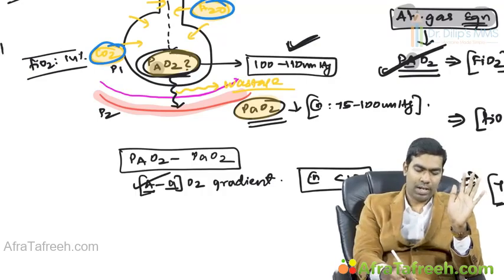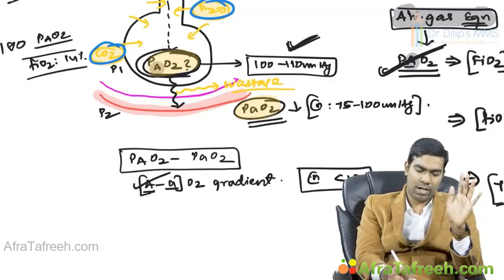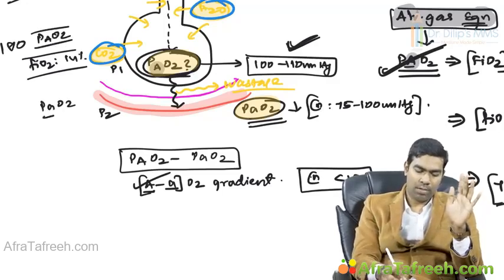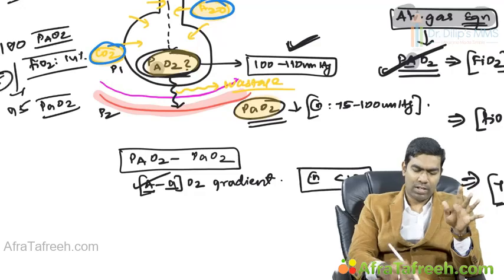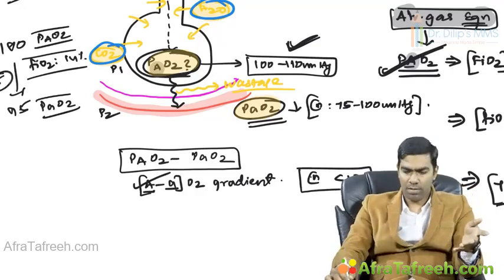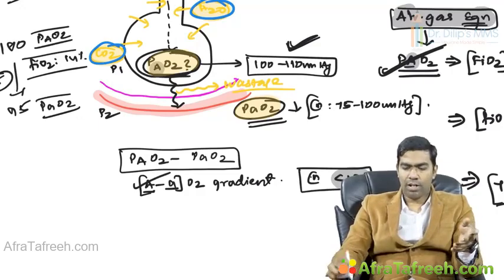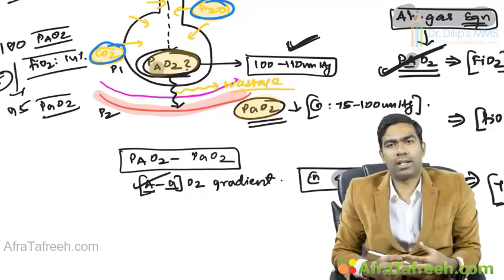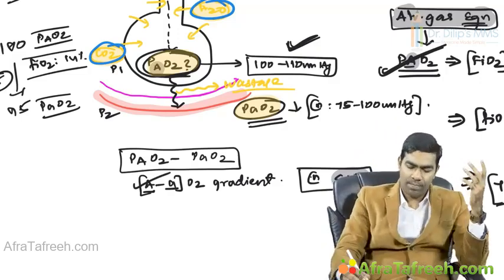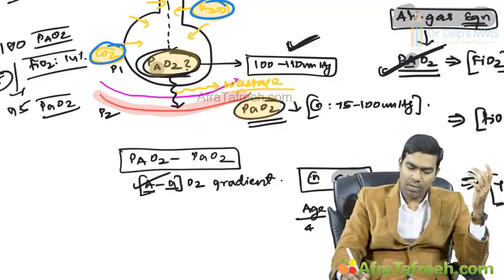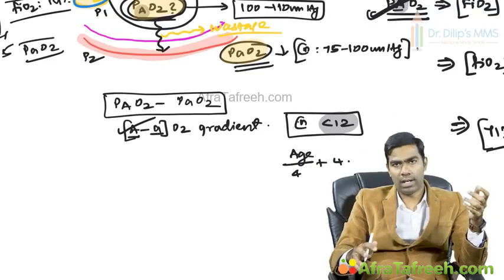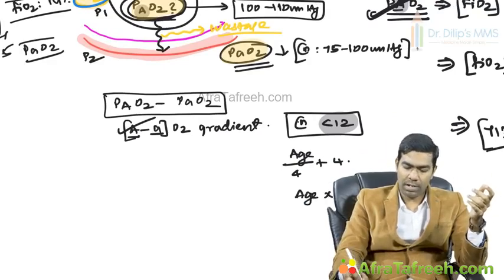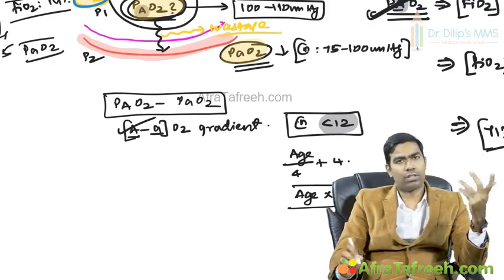For example, if PaO2 is 100, then your small a O2 will be around 95 in a normal physiological patient, which means the wastage is only 5, which is really normal. So it is less than 12. The normal AA gradient can also be given by the formula age divided by 4 plus 4. Or you can use age multiplied by 0.3. This also will give the normal AA gradient.